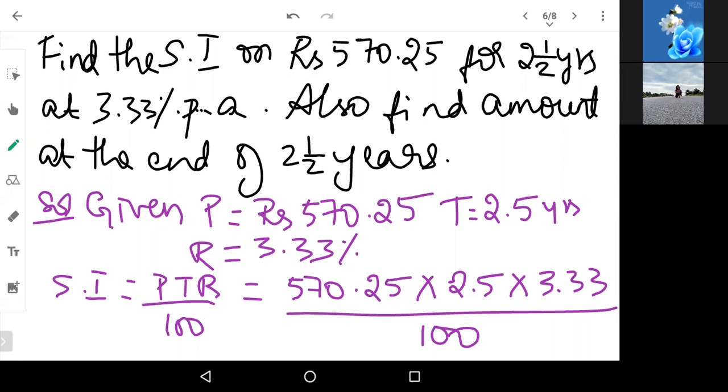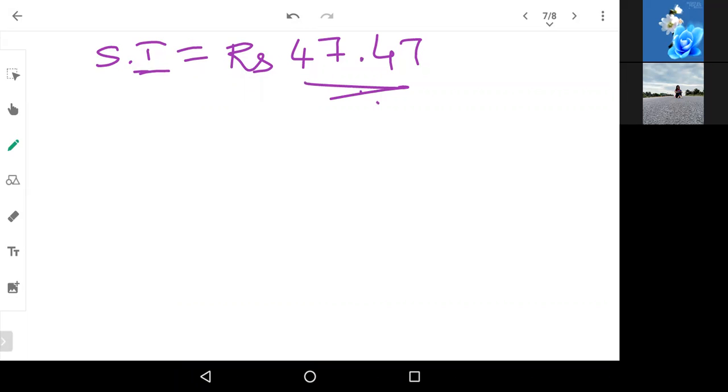Now, can you say me what is the simple interest that you get? Simple interest will be rupees 47.47. Did you multiply it with 100? Your answer is right. Don't multiply it with 100. Divided by 100, you get 47.47. 2 decimals is enough. If you require, you can take 4 decimals also. No problem with that. Okay. So the simple interest is 47.47. But the question they have asked, we have to find out the amount also.